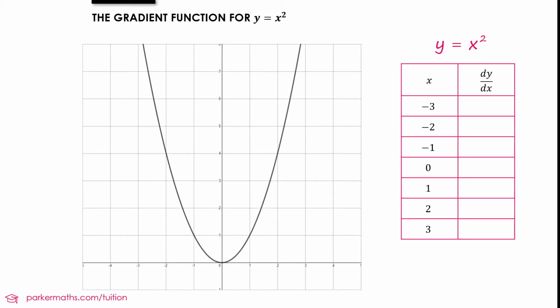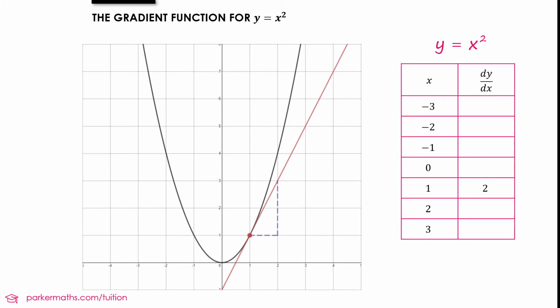Let's now explore the gradient function for a curve. We'll start with y equals x squared. The way I'd like to do this initially is we'll calculate the gradient at several points on the curve and see if we can spot a pattern. Let's start at the point x equals 1. We could draw a tangent at this point and calculate its gradient. For every 1 unit that we move in the positive x direction, we're moving 2 units in the positive y direction. So the gradient of the tangent at this point is 2, and therefore dy dx equals 2.